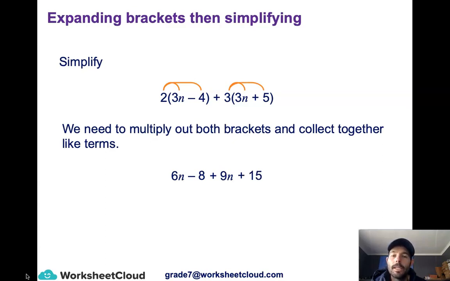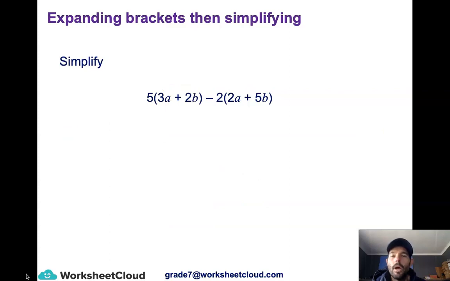Now I can go and simplify. So I can say 6n plus 9n is 15n. And I can say minus 8 plus 15, that's going to give me plus 7. So your final answer is 15n plus 7. Okay? Again, when I simplified my expression, I looked at the signs in front of whatever term I was working with, and I included that in my calculation.